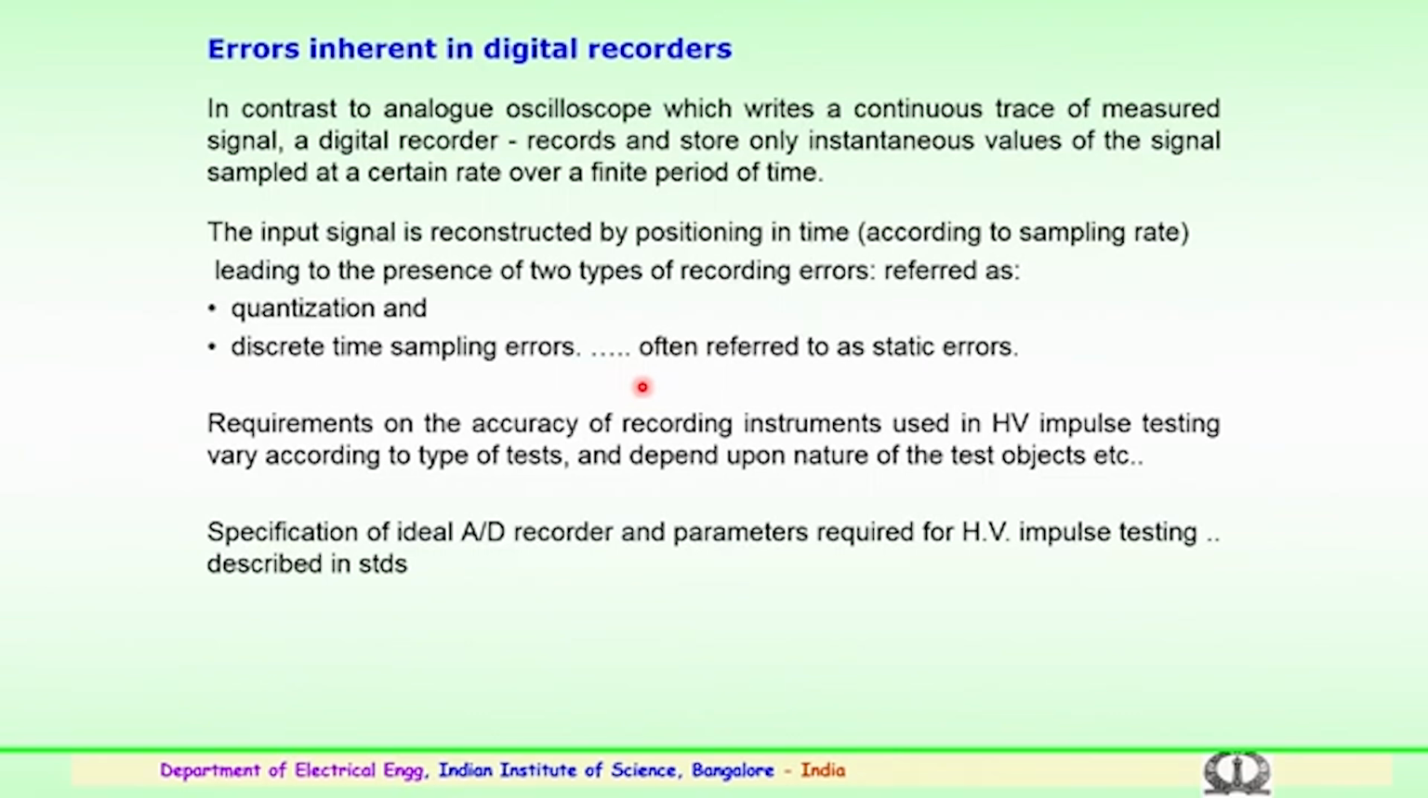The accuracy requirements, particularly when using digital recording instruments in high voltage impulse testing, could vary according to the type of tests and also depend upon the nature of the test objects. The specifications of ideal analog to digital recorders and the parameters required for impulse testing are generally available and described in the relevant measuring standards for high voltage test systems.